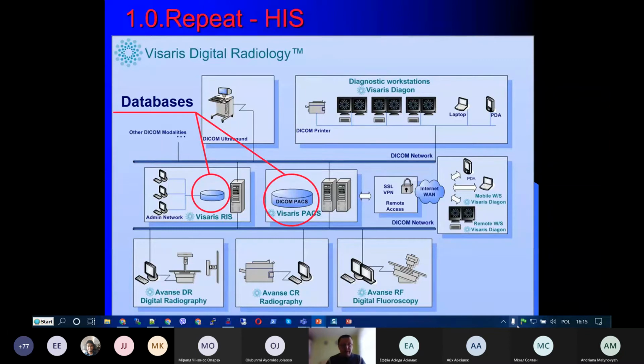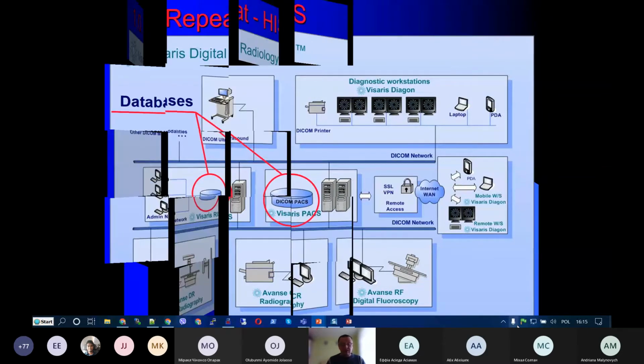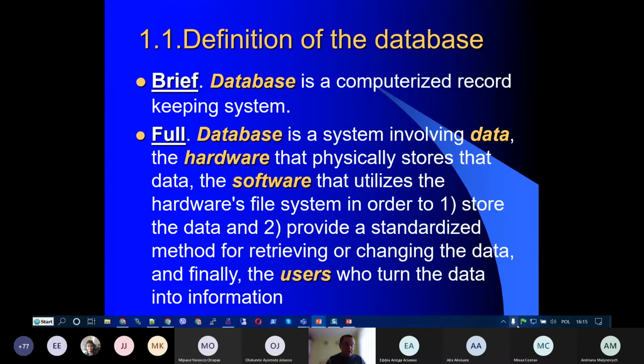And if we turn back to that picture I already showed you, there are at least two database icons present in those charts. So the database is every time a key point of any information system. How can we define a database?